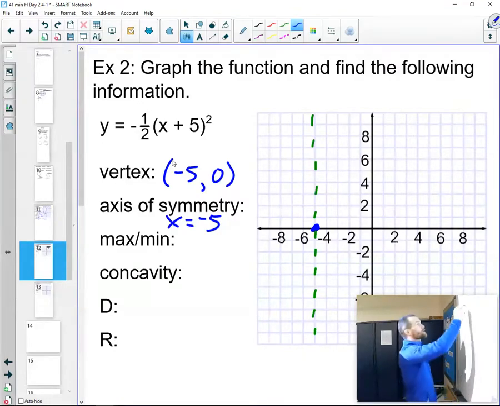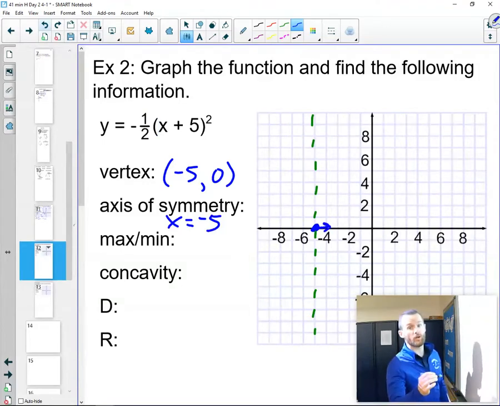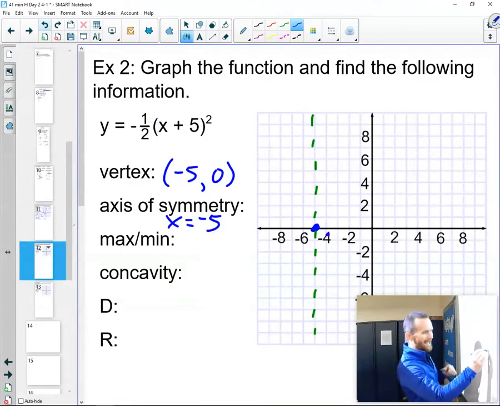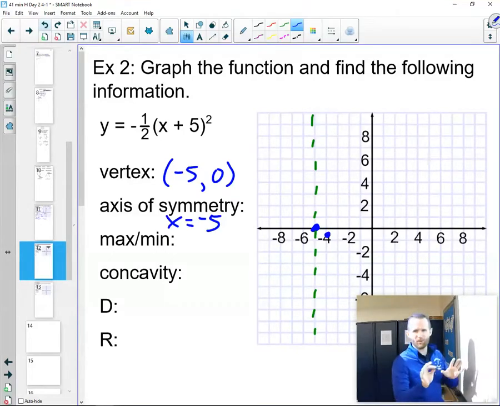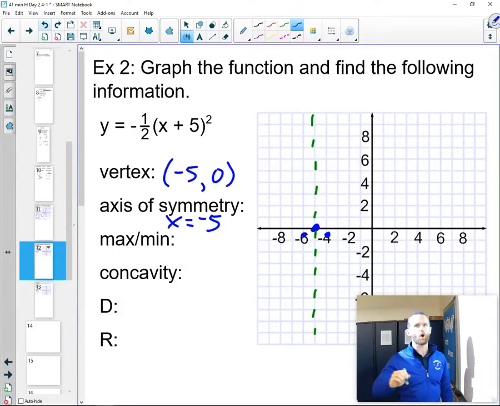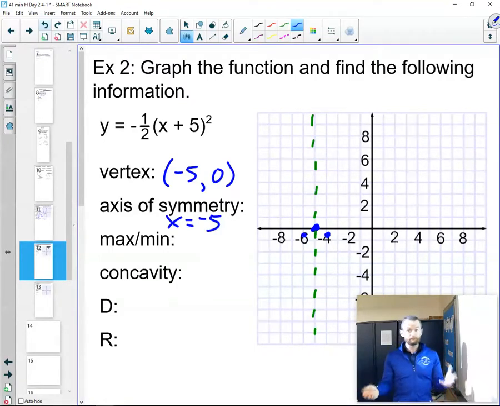So we use our a value, which here is a negative 1/2. So we go right 1 from the vertex, because we always go right 1 from the vertex. And now it's a negative 1/2, so we're going to go down 1/2. So we're sort of in the middle. I know my point's not perfect there, but we're just going to do the best we can. Now we fold it over, and there we go. Remember, even though a is a fraction, we always go right 1.